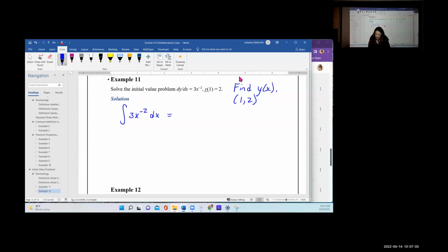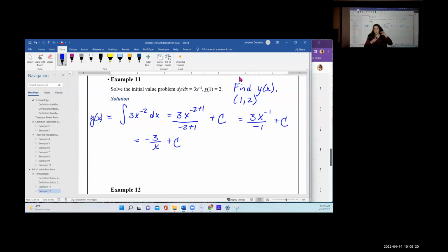So this gives us 3 times x to the negative 2 plus 1, divided by negative 2 plus 1, plus a constant. Now, when we rewrite this, negative 2 plus 1 is negative 1. So we get 3x to the negative 1 divided by negative 1 plus a constant, which becomes negative 3 over x plus a constant. And this is giving us y of x. Now, I want you to take that initial point and plug it in and see if you can figure out what the constant c is.